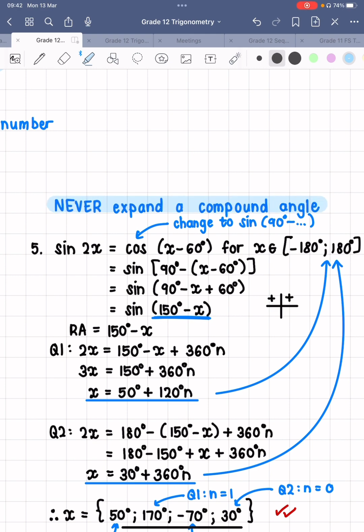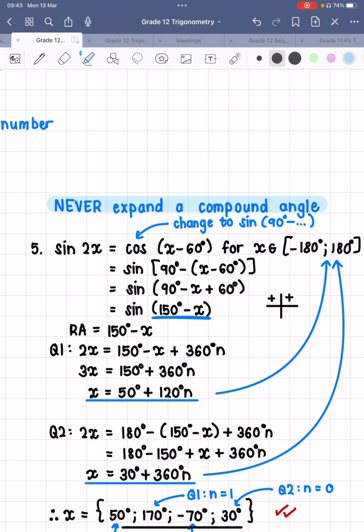Right, you don't have to. You can change that to a sine 150 minus x and then very easily just get your reference angle from that. And in the same way, guys, this sine 2x, I also didn't expand that one, right? Because that's a double angle. I could have changed that to 2 sine x cos x, but again, that wouldn't have helped me. That would have made the whole thing much more complicated.